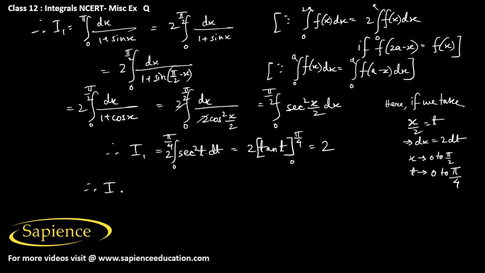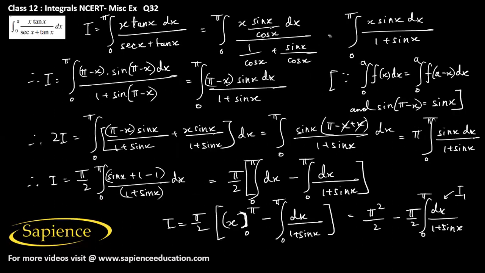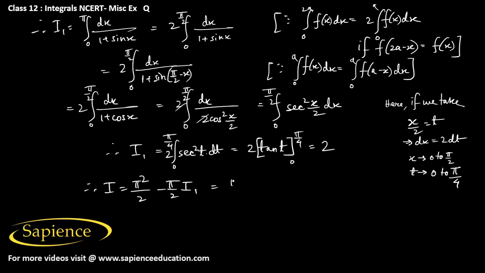So the required integral I is pi square by 2 minus pi by 2 into I1. So this will be equal to pi square by 2 minus pi by 2 into 2. So simply the 2 and 2 will cancel out. So from here we can take 2 as the LCM. So it will be pi by 2 into (pi minus 2). Pi by 2 into (pi minus 2). So this is your final answer. Thank you.